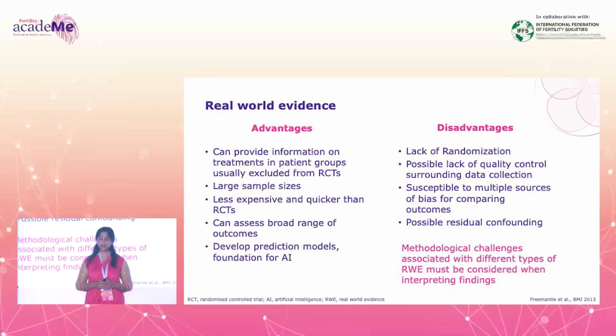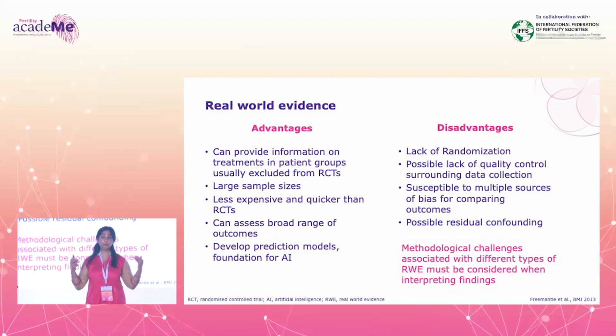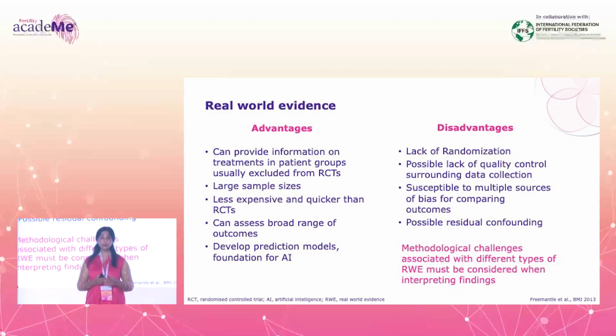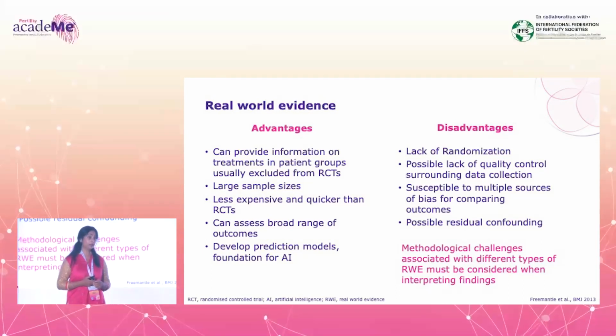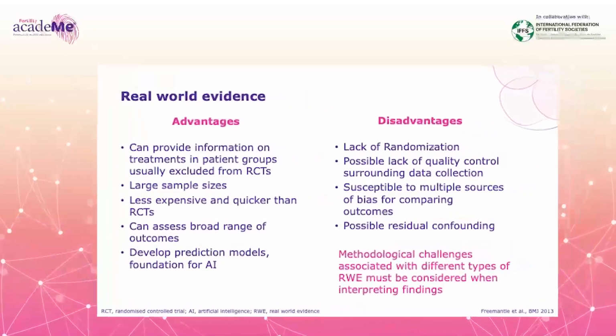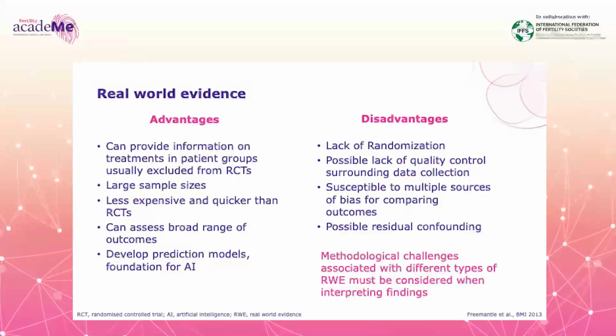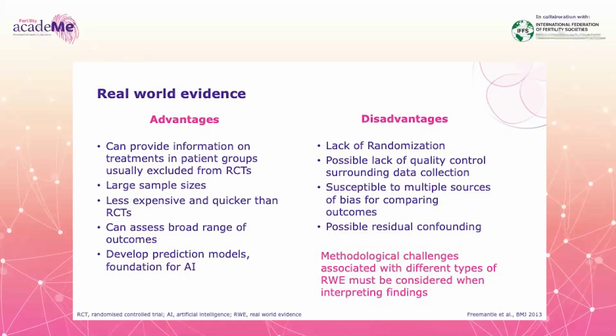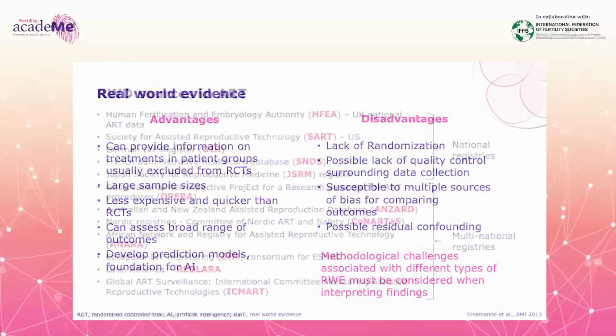And therefore there are multiple sources of biases for comparing the outcomes, and there is always residual confounding, and that has to be recognized. We will not always have all the variables that we would need to factor in, and therefore there is always residual confounding. And there are methodological challenges in how to analyze and interpret this data. If we are aware of the strengths but also the limitations, and if we are conservative or cautious in how we interpret the data and make conclusions, then we can use it to our advantage.